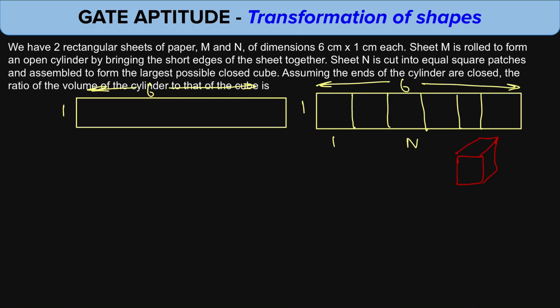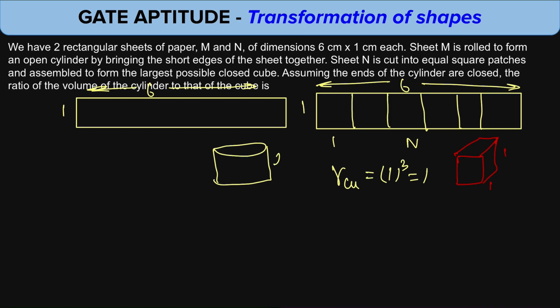It will look like something like this. I don't have very good drawing skills. So the volume of the cube is 1 cube, which is 1, okay, and it is rolled to form a cylinder.